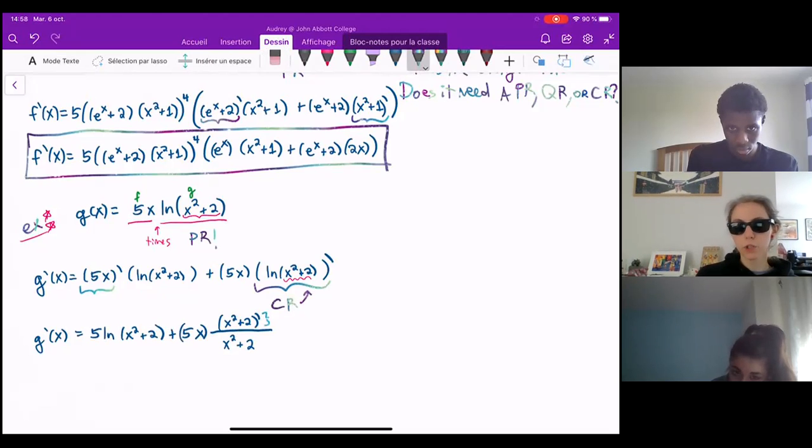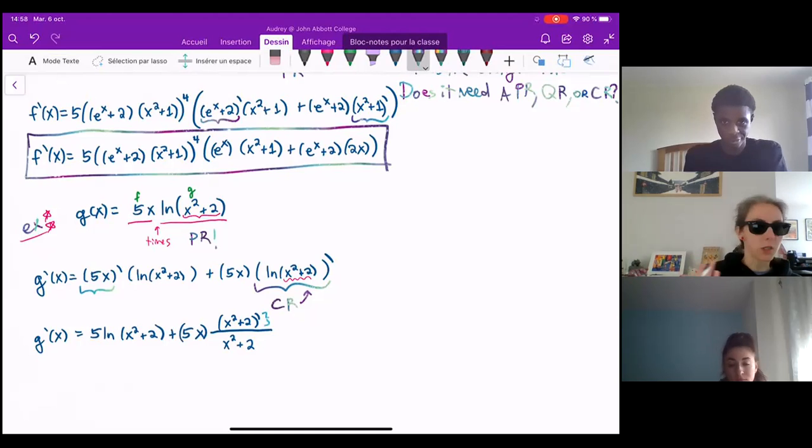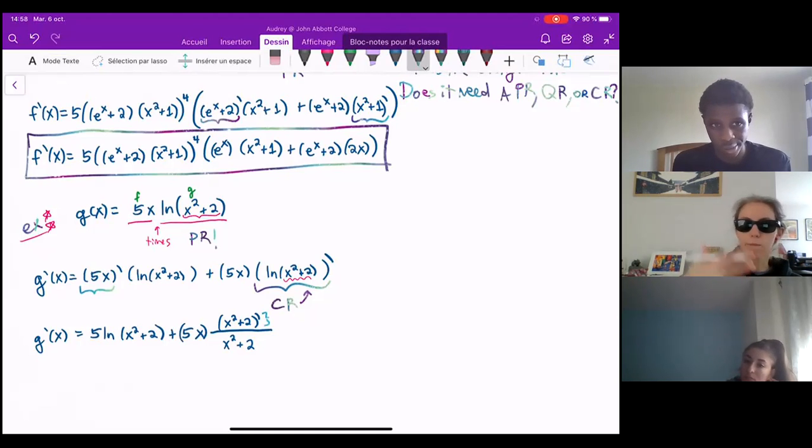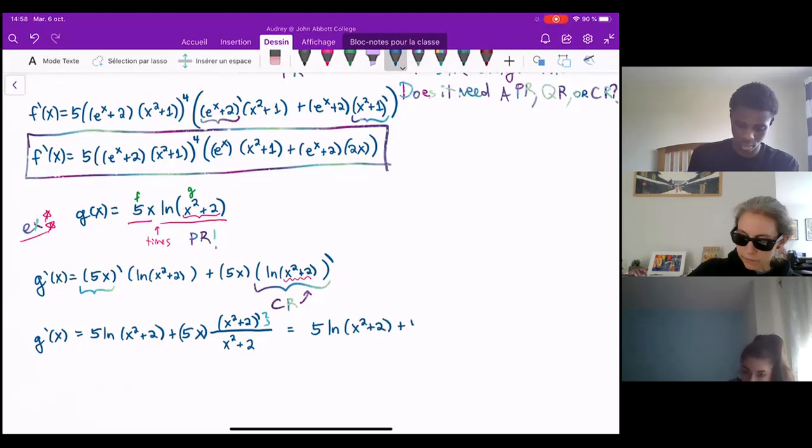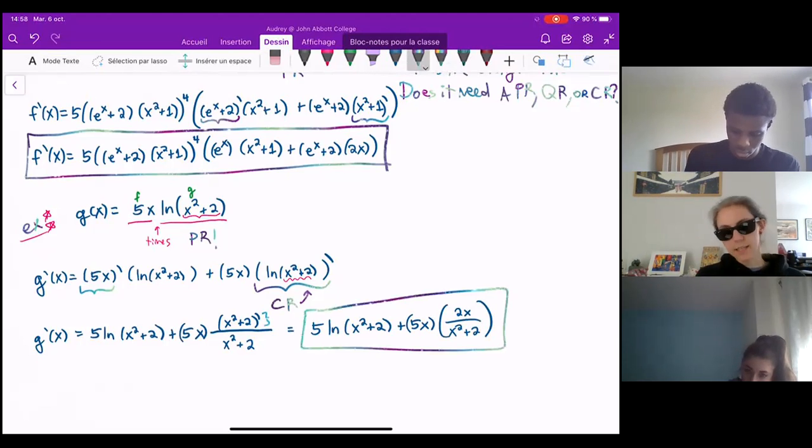And now I have one prime left here. It's x squared plus 2. So I ask myself again, do I need a product rule, a quotient rule, or a chain rule? Do I need any of those things? No, I do not. X squared plus 2 is just a simple 2x. That's one of my original derivative rules. So then this becomes 5 ln of x squared plus 2 plus 5x times 2x over x squared plus 2. And that's my final answer. And if you wanted to get 10x squared on the numerator there, that would be fine.